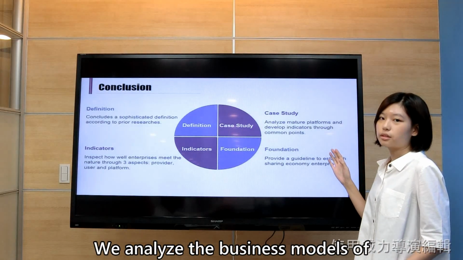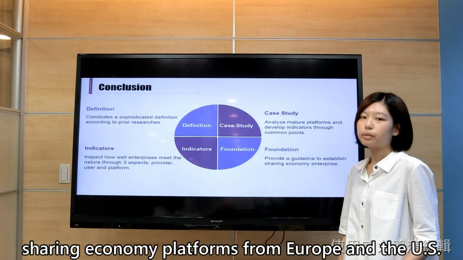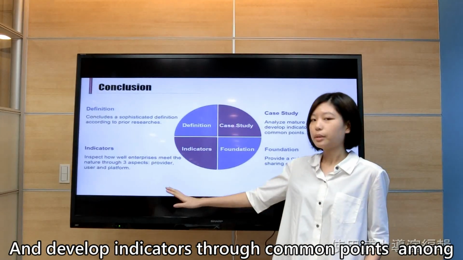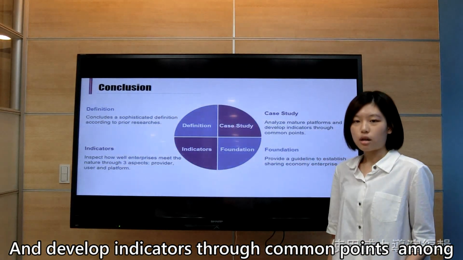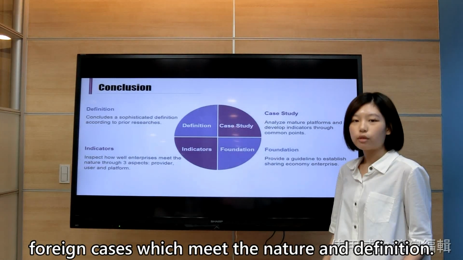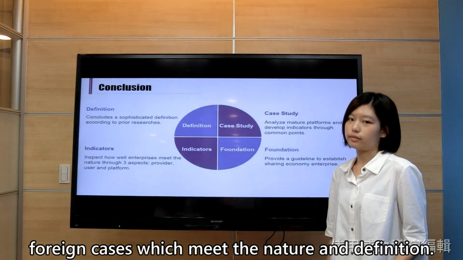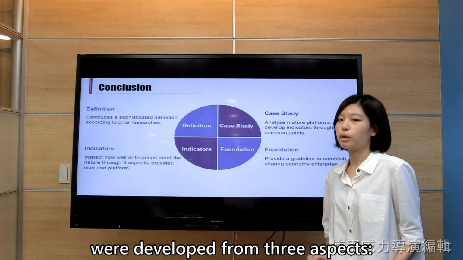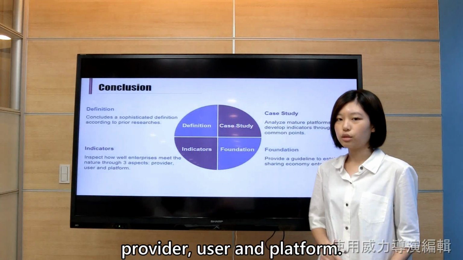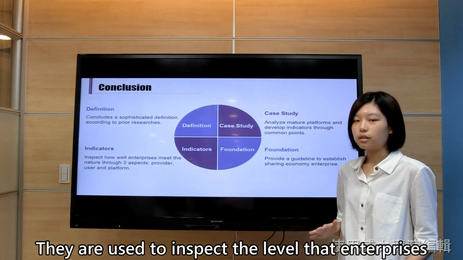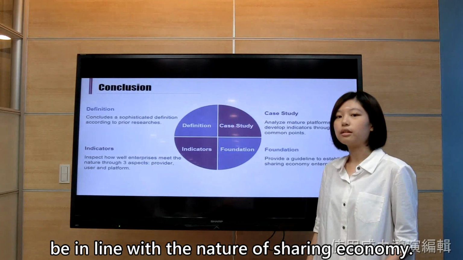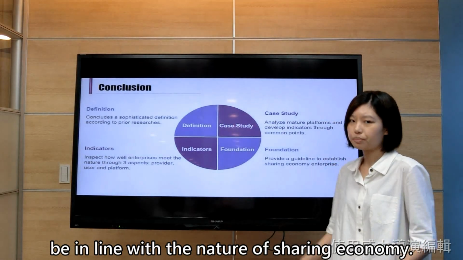We analyzed the business model of sharing economy platforms from Europe and the US, and developed indicators through common points among foreign cases which meet the nature and definition. The indicators in this study were developed from 3 aspects: provider, user, and platform. They were used to inspect the level that enterprises be in line with the nature of sharing economy.